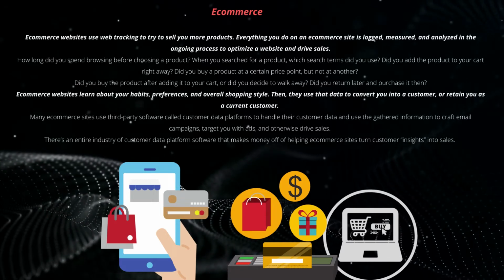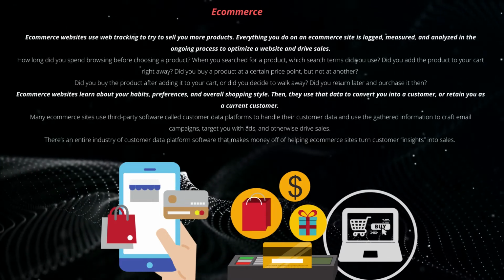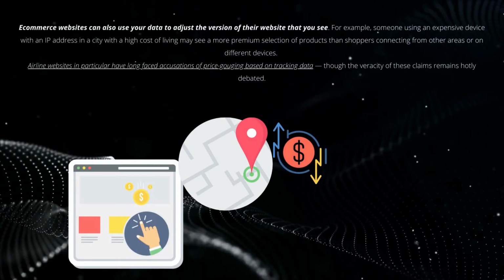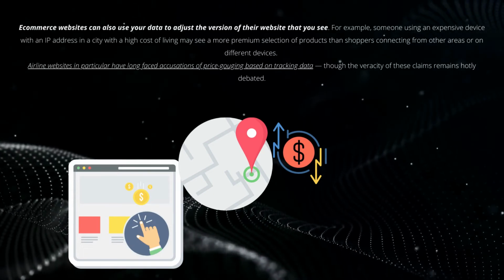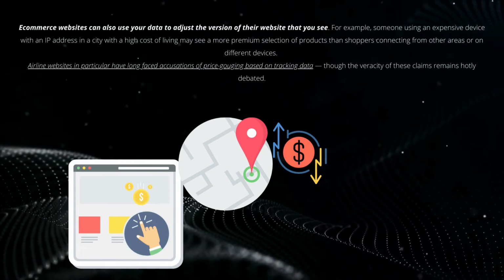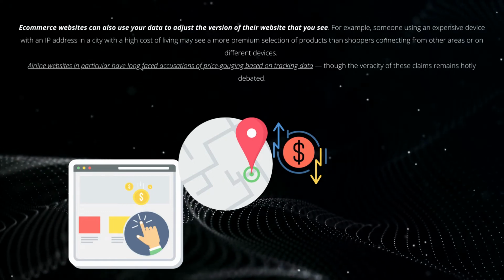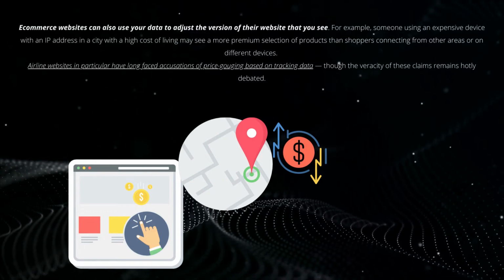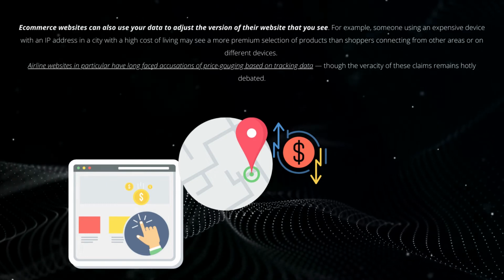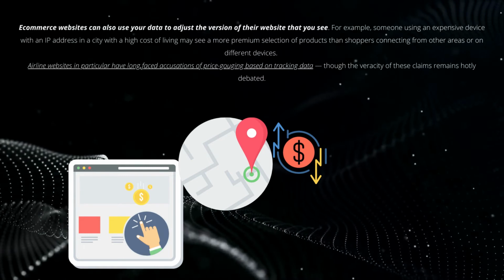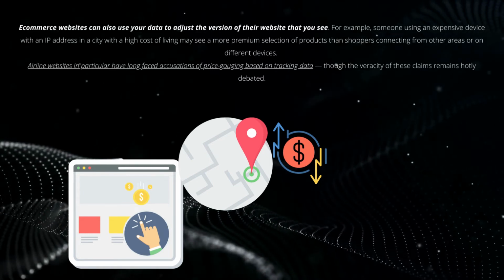E-commerce websites can also use your data to adjust the version of their website that you see. For example, someone using an inexpensive device with an IP address in a city with a high cost of living may see a more premium selection of products than shoppers connecting from other areas or on different devices. Airline websites in particular have long faced accusations of price gouging based on tracking data, though the veracity of these claims remains hotly debated.